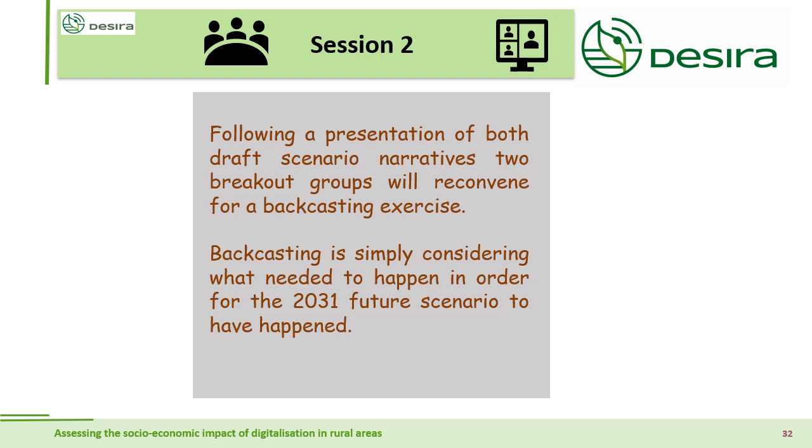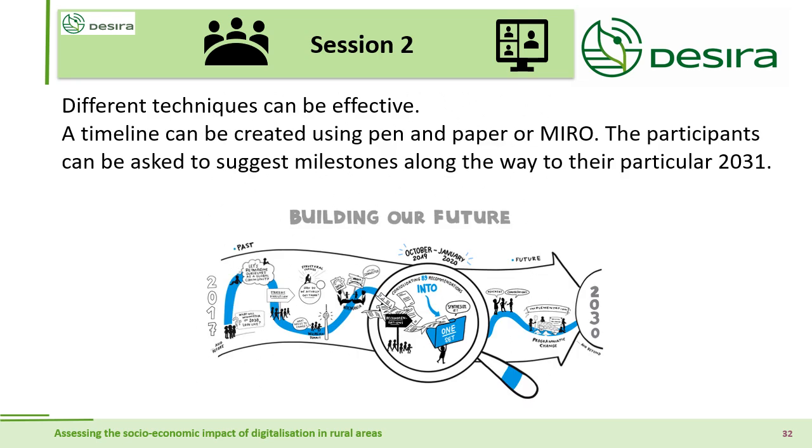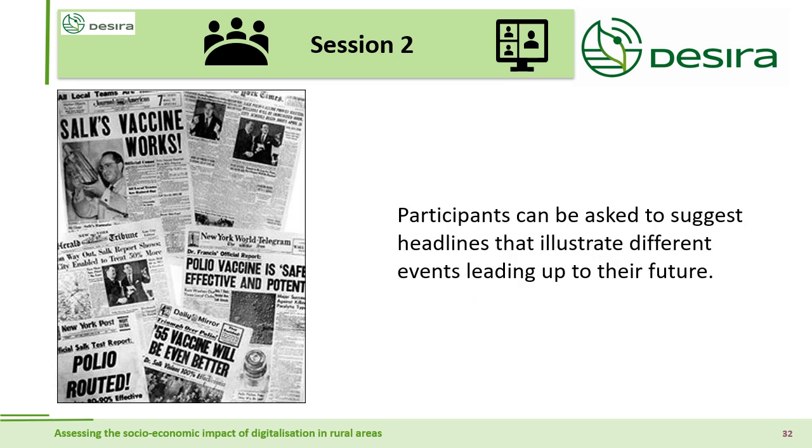Following a presentation of both draft scenario narratives, 2 breakout groups will reconvene for a backcasting exercise. Backcasting is simply considering what needed to happen in order for the 2031 future scenario to have happened. Different techniques here can be effective. A timeline can be created using pen and paper or Miro. The participants can be asked to suggest milestones along the way to their particular 2031. Participants can also be asked to suggest headlines that illustrate different events leading up to their future.